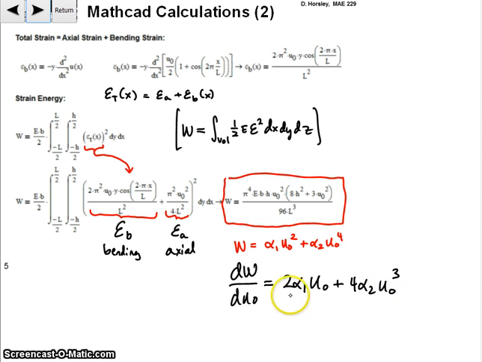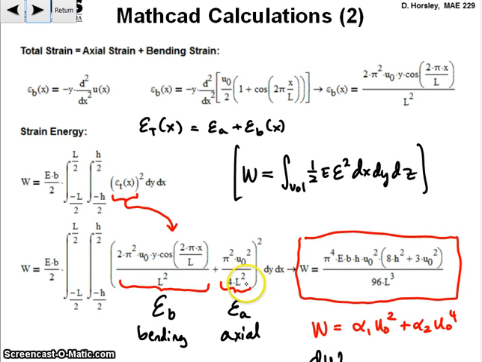This first term would give us a linear spring constant, and this term over here is what's going to give us a nonlinear spring constant. And where did that term come from? It came from this guy, right? If you look at this, this one has a u naught squared, and so when we do the integral, this is what gives us this u naught to the 4th power. So it's the axial strain that gives us the nonlinear spring constant.